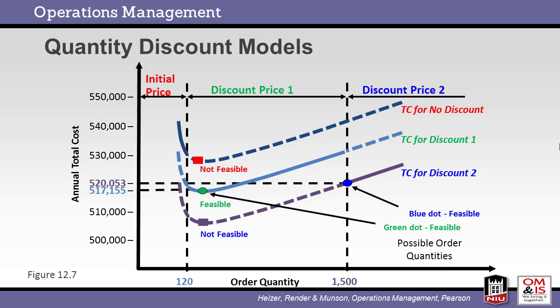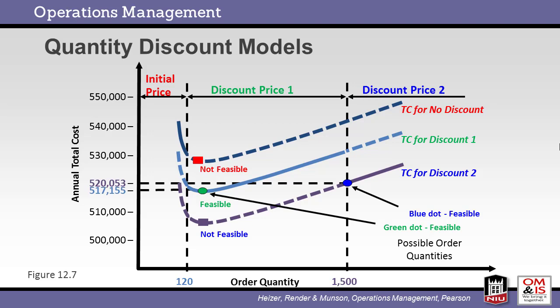Moving down to the next curve for discount 1, the EOQ falls within the valid range. So the EOQ for discount 1 results in an annual cost of $517,155. This is the best result so far.